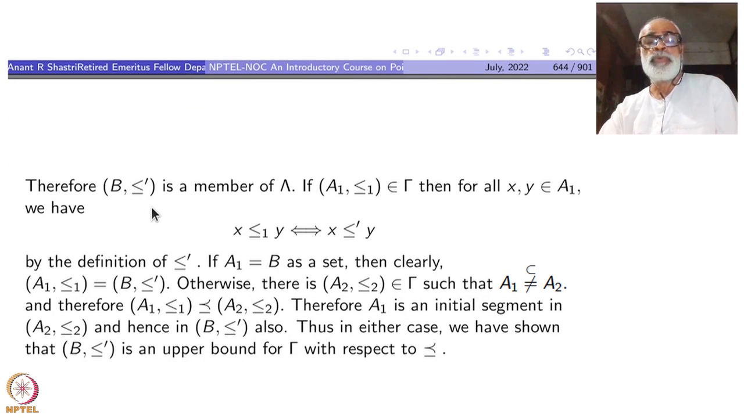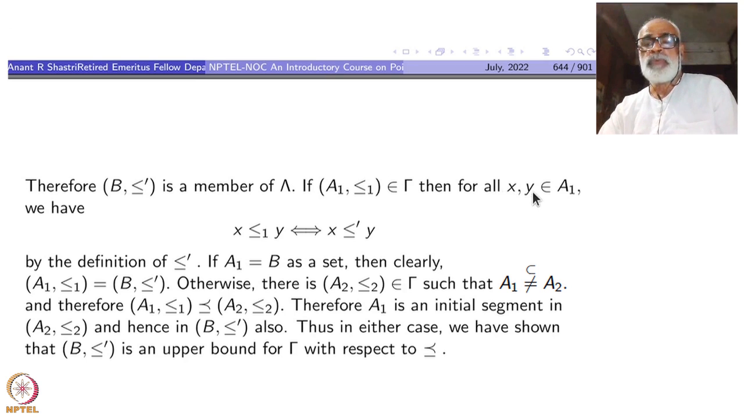Now we shall prove that this is an upper bound. So far it's well ordered, it is a member of B, that member of lambda. Now it's an upper bound for all members of gamma. Start with a member of gamma.